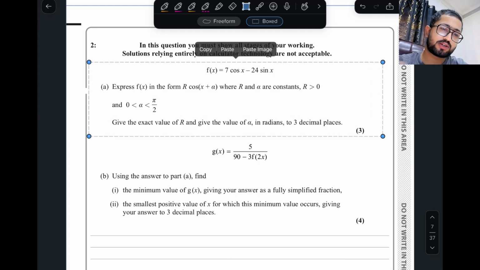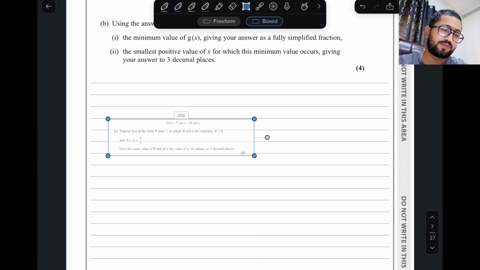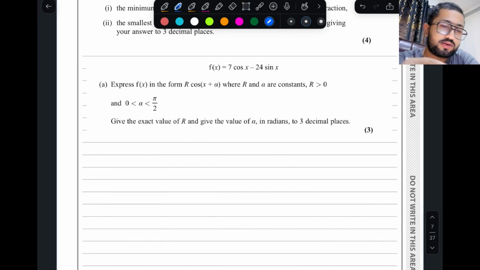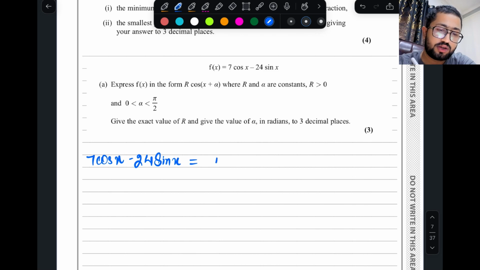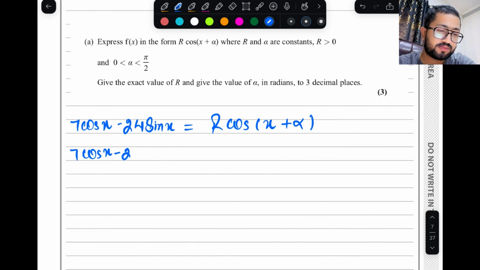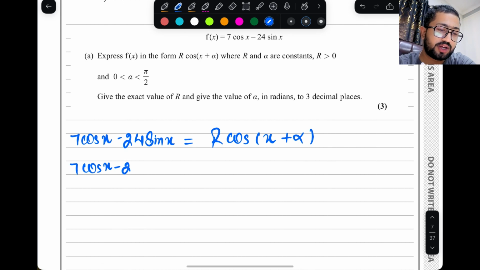We have a type 1 question. So how can we do this question? 7 cos x minus 24 sin x equal to R cos(x plus alpha). What should I need to do?